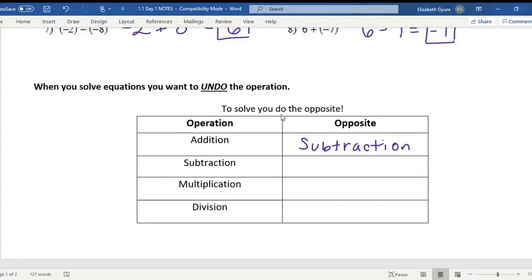All right, so then guys, what's the opposite of subtraction? Addition. What is the opposite of multiplication? Division. And therefore, what's the opposite of division? Multiplication.